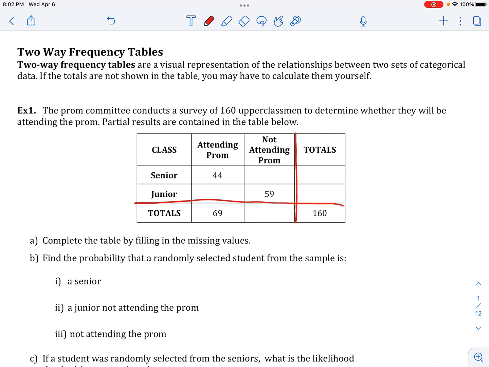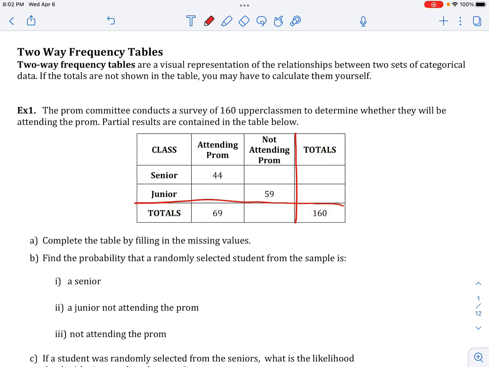If they don't do that, and that's going to happen later in these notes, sometimes they don't do that, you're going to want to have those totals, because those kinds of things, and in AP Stats we call this the marginal distribution. The marginal distribution is where we're going to find the denominators for a lot of our probability questions that we get to.